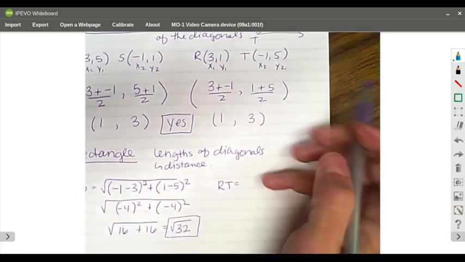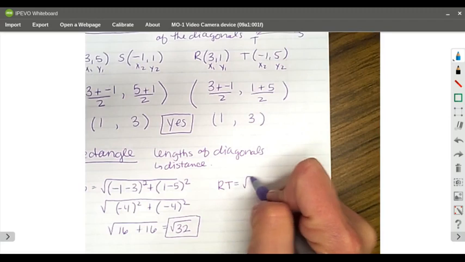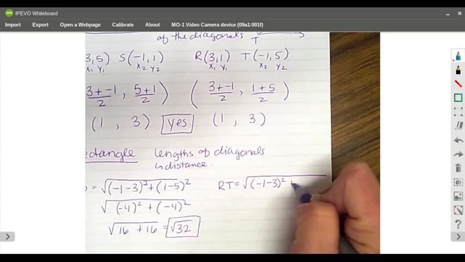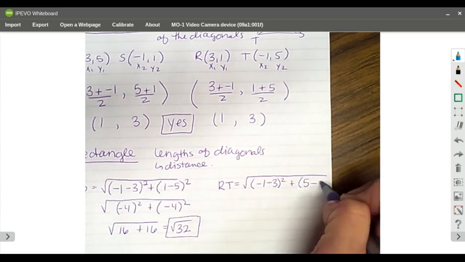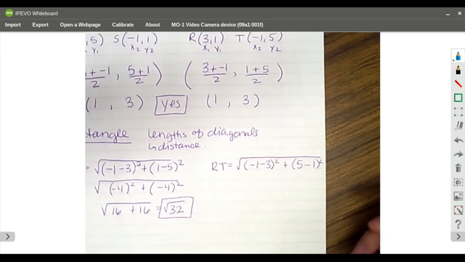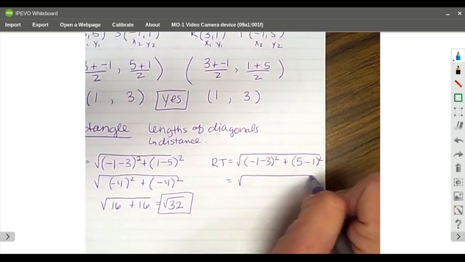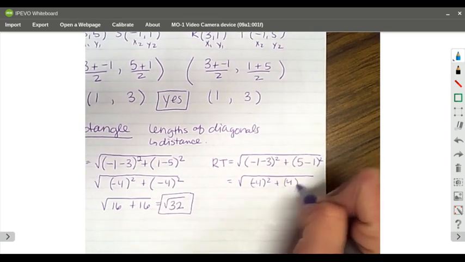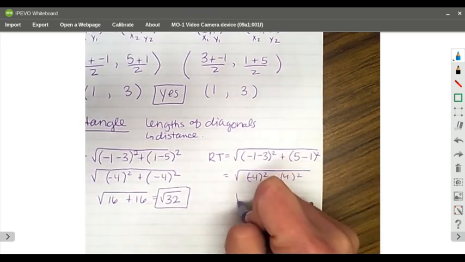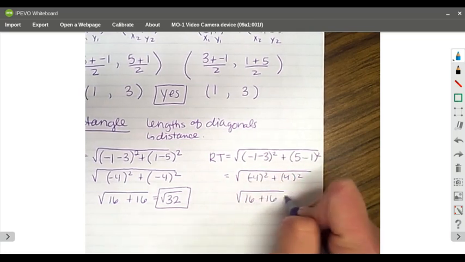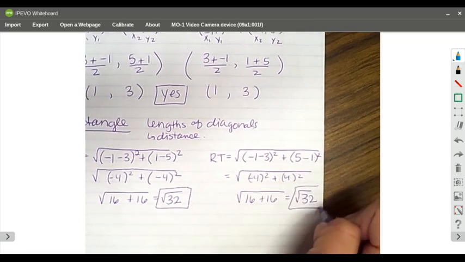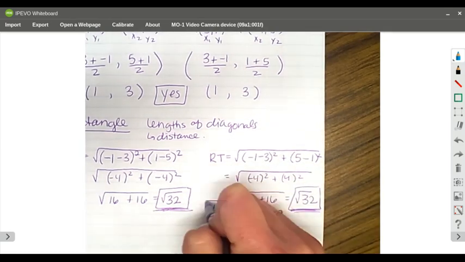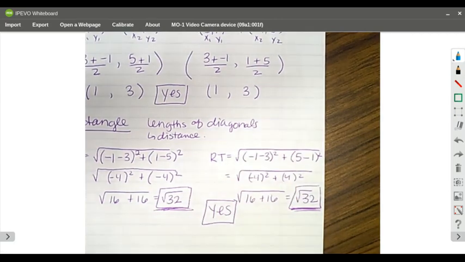Okay, so now I'm going to take R and T and plug it in. Big square root, x2 minus x1, negative 1 minus 3 squared, 5 minus 1 squared. Negative 1 minus 3 is negative 4. 5 minus 1 is 4. Again, 16 and 16. So it's looking like it's going to be a yes, which is also the square root of 32. Since this is the same as this, yes, it is a rectangle. So far it's a rectangle.